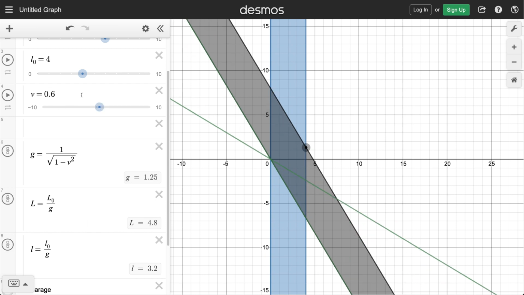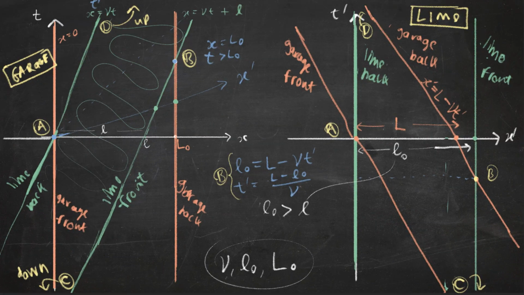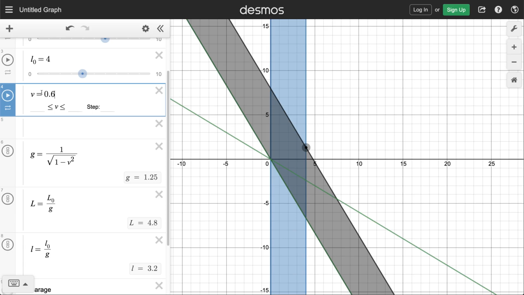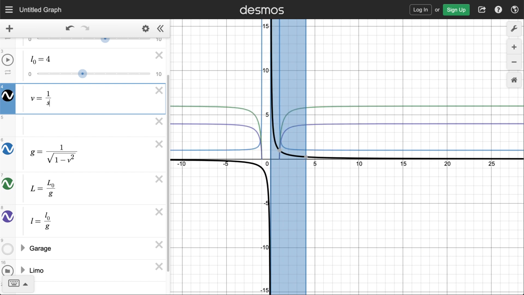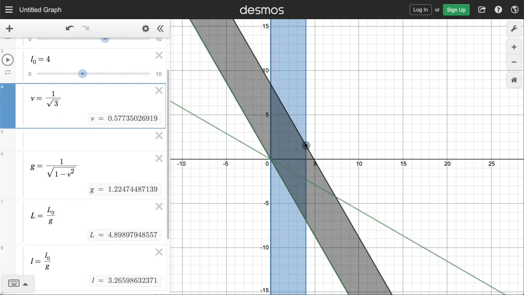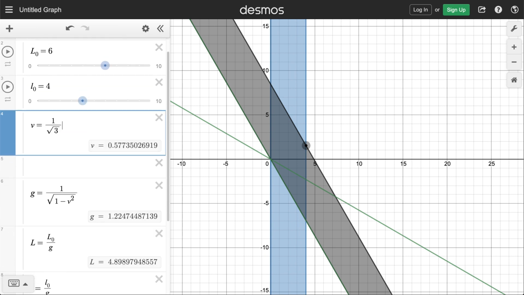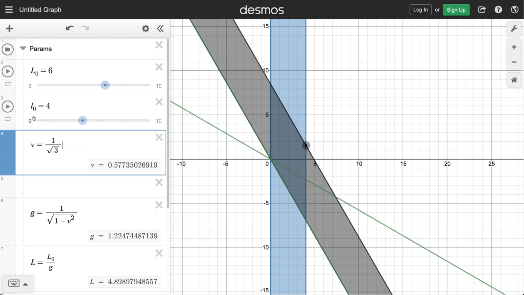And the critical point where this changes, remember, what was it? Let's go back to the maths here. That was at the root 1/3 of the c. So let's take a look at that just as a special example. So it's 1/√3 lots of c. That was the breaking point here.